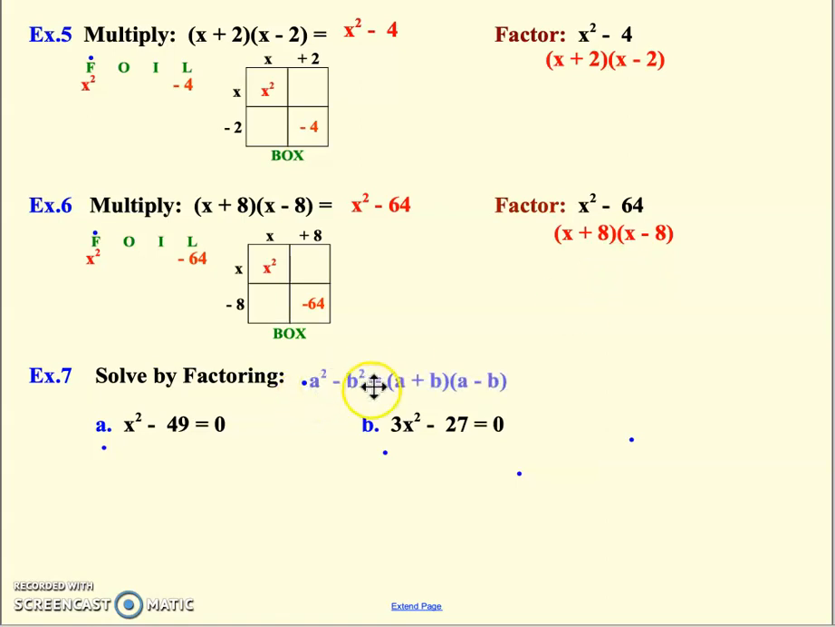So the pattern looks like this. A squared minus b squared produces an a plus b and an a minus b factor. Now, as you look at the problem, the first thing I suppose is, how do I know that's what it is? Well, I ask myself a simple question. What would I square to get x squared? What would I square to get 49? And the answer is, of course, x for that one and 7 for that one.